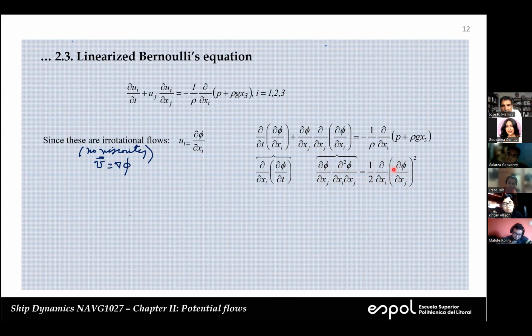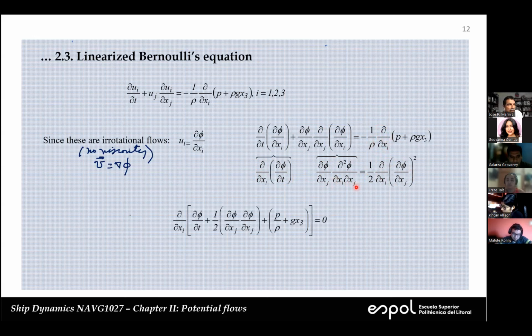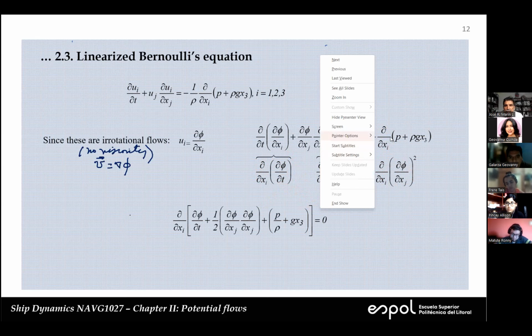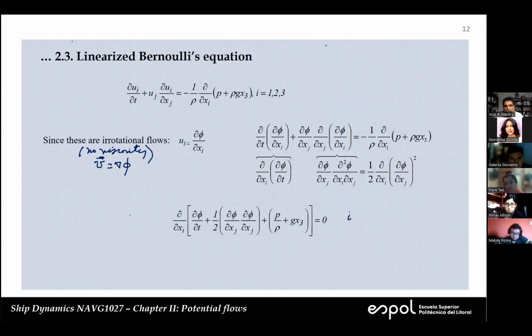So instead of writing like this, we write it like this. And finally, this is the way we're going to write. And you can see that this term here has the derivative with respect to x outside, and this has already the same way. So the three terms in the equation can be written in a compact way like this. So remember that i values 1, 2, or 3. We have three directions, okay? So i is 1, 2, or 3.